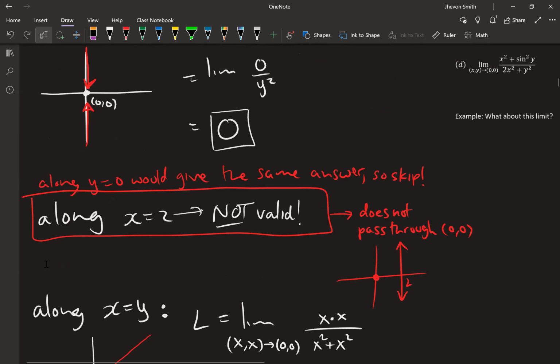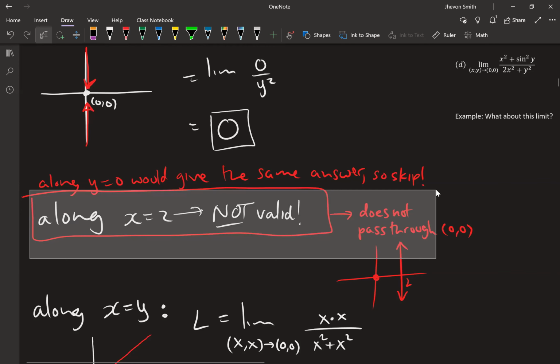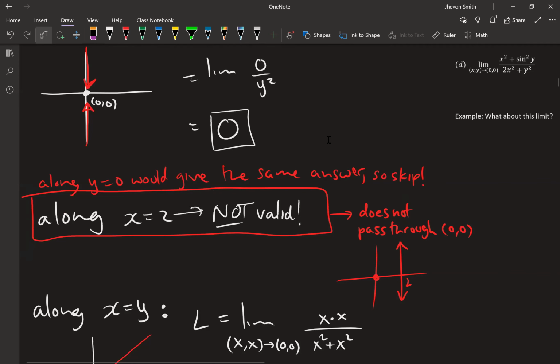Of course, be careful. You can't just run along anything you want to plug in numbers to get something different. That is not allowed. You have to approach the point. Your x comma y must approach 0 comma 0, which means you need to pick a path that will actually pass through the coordinate that you care about. So in this example, I could not pick x equals 2. I could not pick something like y equals x plus 1. These guys were not valid because they do not pass through 0 comma 0.